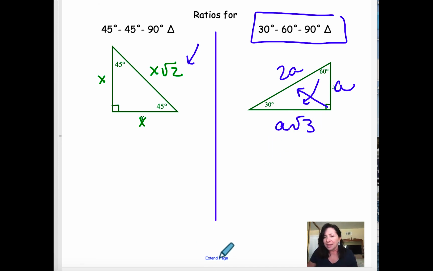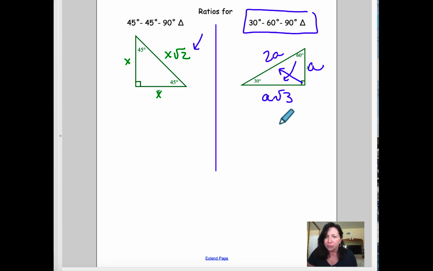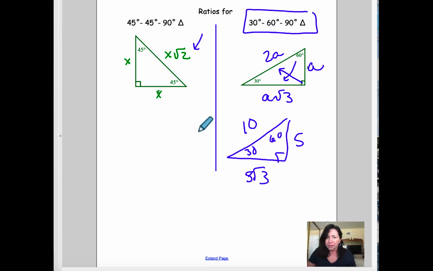And what that means is I can have a right triangle, any right triangle, and if this is a 30, 60, 90, whatever this value, let's call it 5. So then opposite the right angle is 2 times that, that's 10. Opposite the 60 would be A, which is 5, root 3. Okay, do it again. You've got a 30, 60, 90 right triangle.